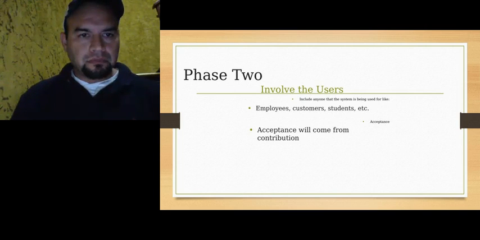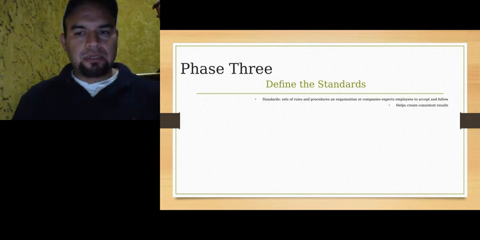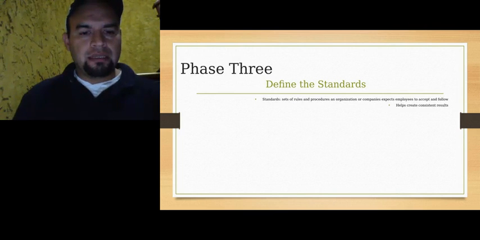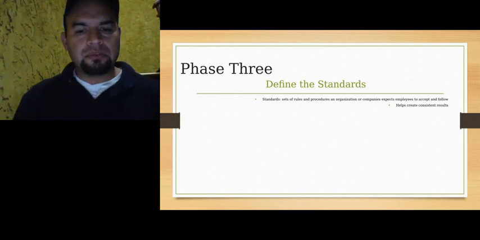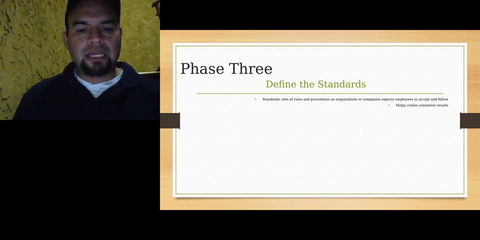Now, the third guideline is when one would define the standards. Standards are defined as a set of rules or procedures an organization or a company expects employees to follow or accept. These standards will help people working on the same project produce consistent results. Think of this as setting goals and having everyone on your team meet and reach those goals and standards.